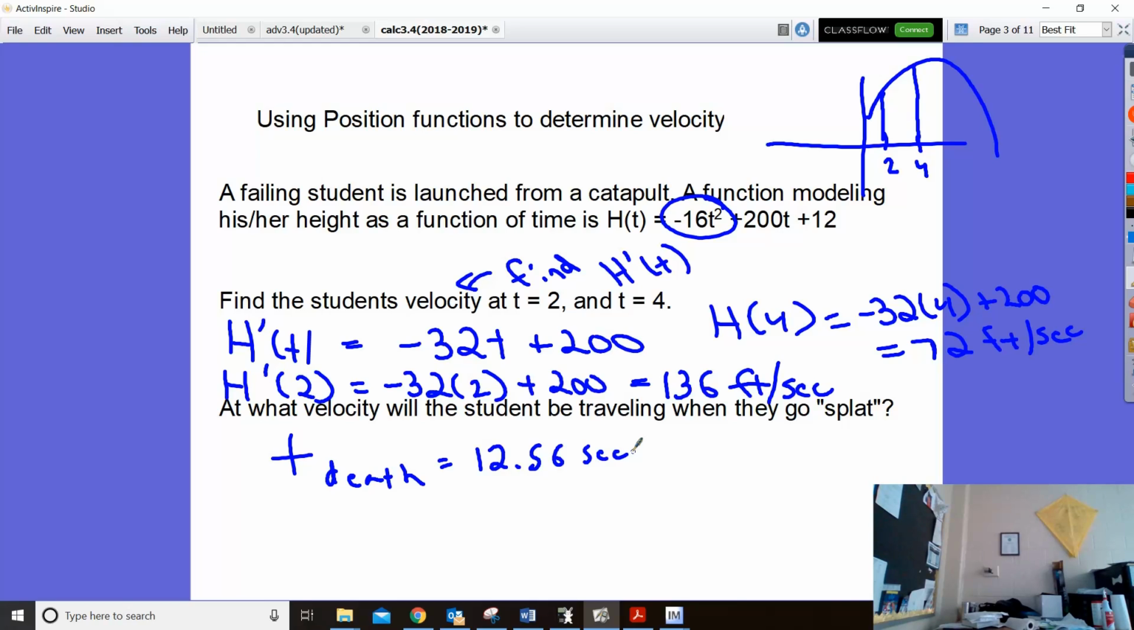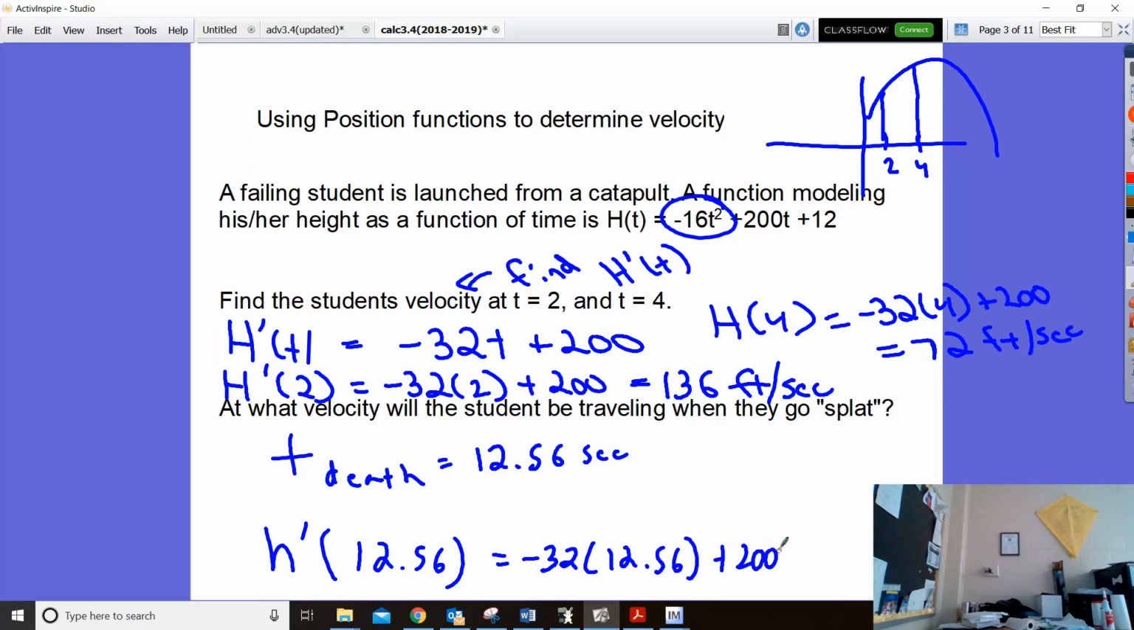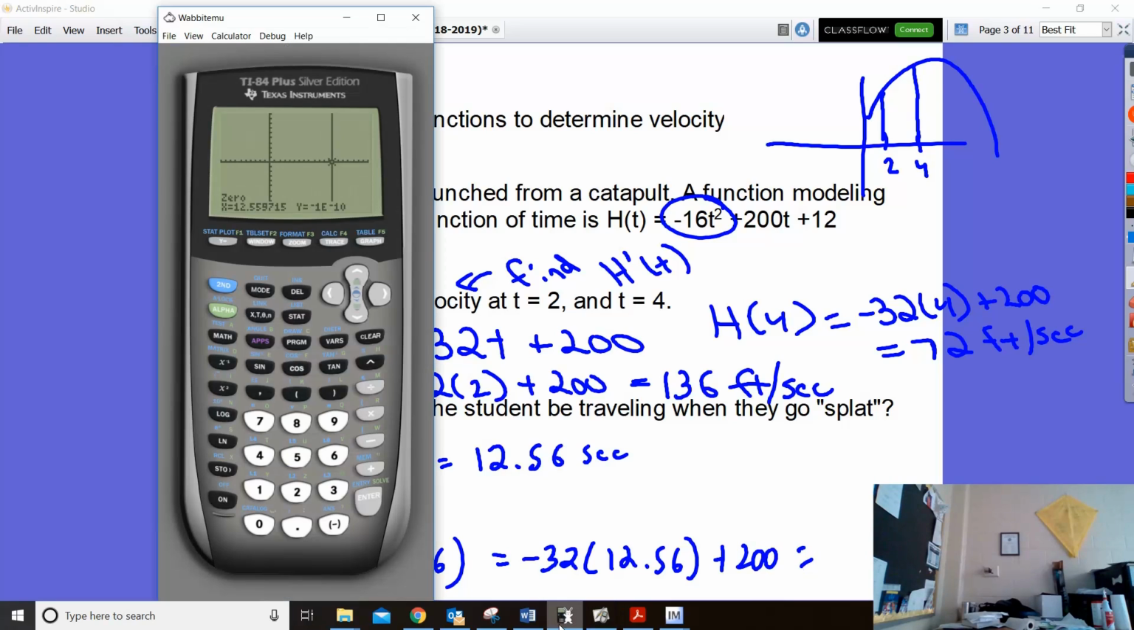I want to know at what velocity they're moving. So I plug that into h prime, right? H prime of 12.56 is 32 times 12.56 plus 200. Negative 201.92 feet per second.